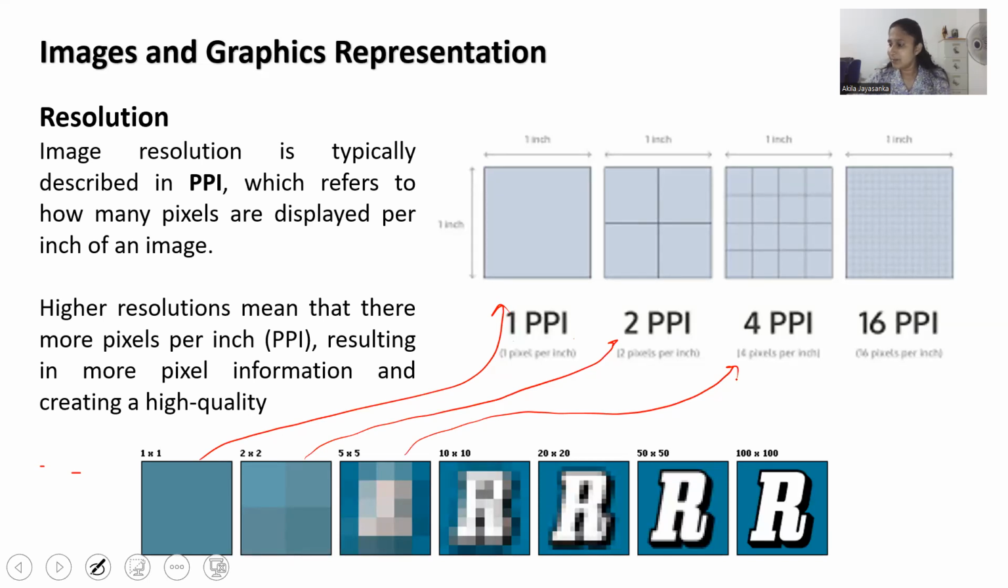If it is 16 pixels per inch, you will get this kind of quality image. එතකොට ඔයාලට තේරෙනවා අඟලකට තියෙන පික්සල් ප්‍රමාණය වැඩි වෙන්න ඒ image එකේ quality එක වැඩි වෙනවා. හරි? Higher resolution means that there are more pixels per inch, resulting in more pixel information and creating high quality images. If we can increase the number of pixels per inch, that means we can increase the resolution of that image with high quality.